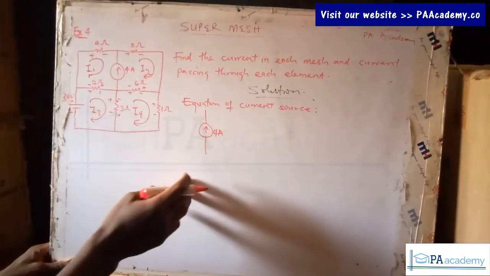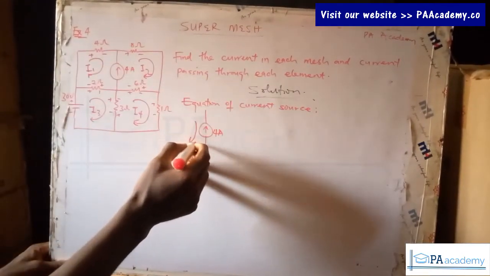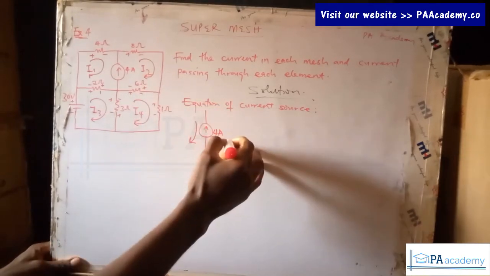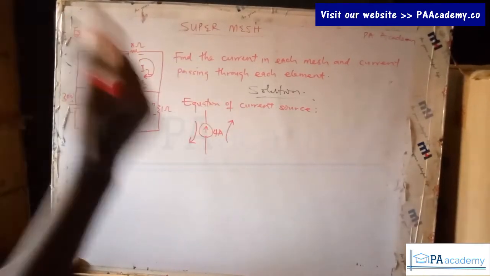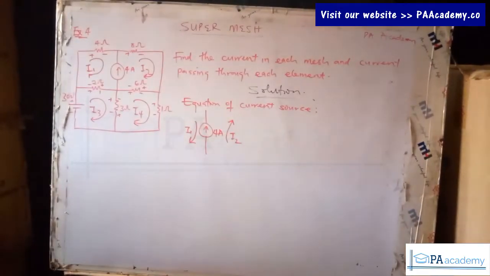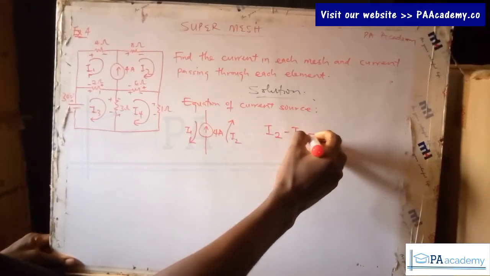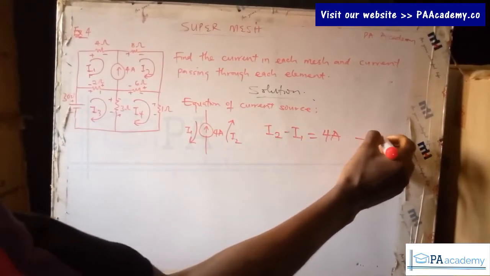There are two currents flowing through it. We have I1 and I2. I1 is flowing in this direction, which is downward, and I2 is upward. Let me indicate it. This is I1 and this is I2. If you look at it closely, you see that I2 is flowing in the same direction as the current source. So with that, we have I2 minus I1 equals 4 amperes. And this is our equation 1.